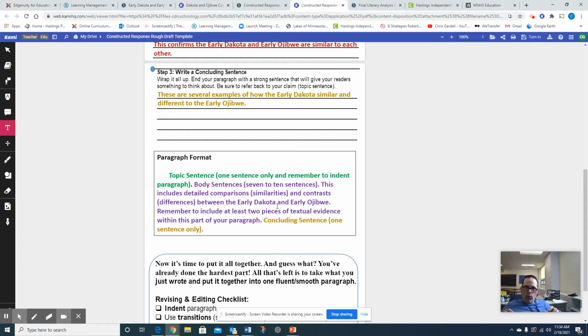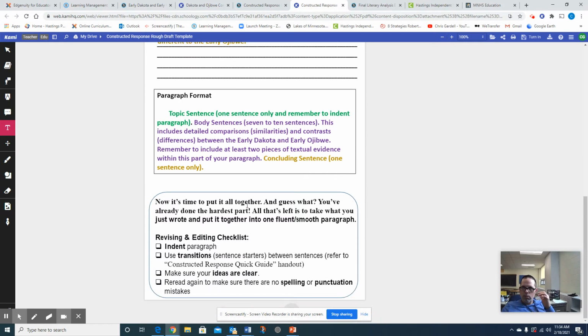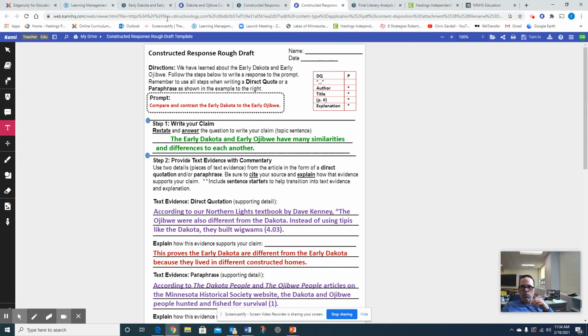But again, focus a lot on that body part of your paragraph, because that's really going to help the reader, your HOA teacher, to know if you understand the differences and similarities between the Dakota and the Ojibwe. And then down below you can see a checklist. I'll let you read that.